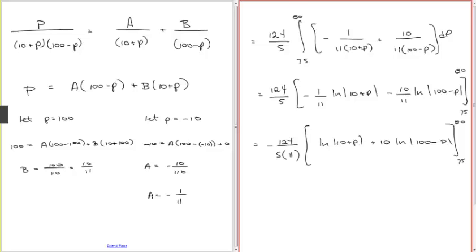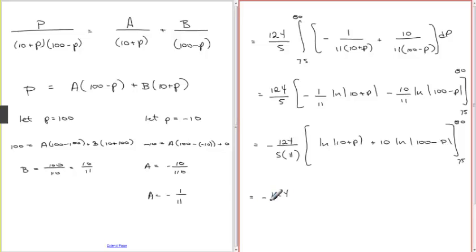So they don't actually combine these two. They just leave them as they are and then plug in the numbers. So let's just do that. So now we can evaluate this at the upper and lower limit.